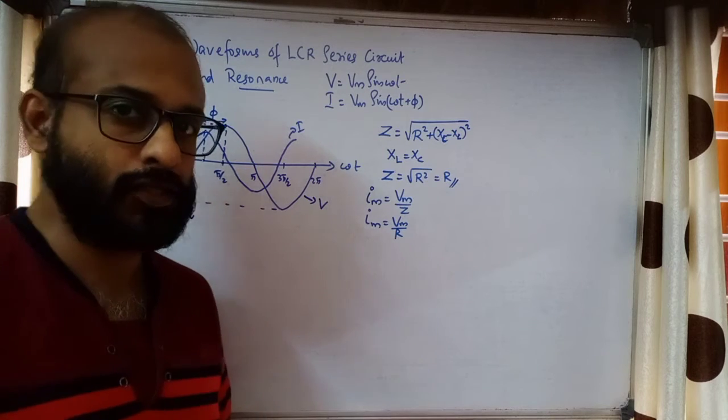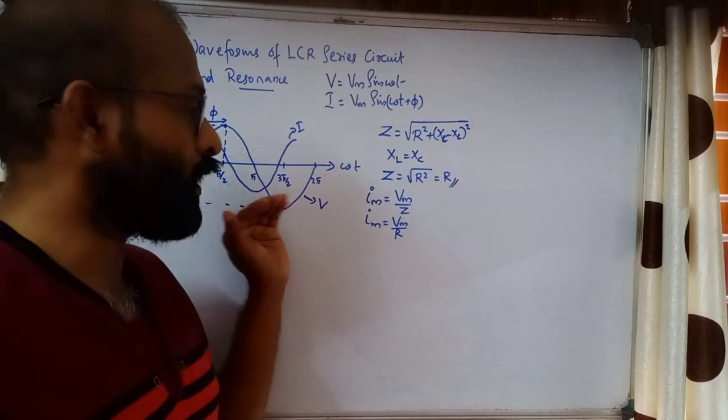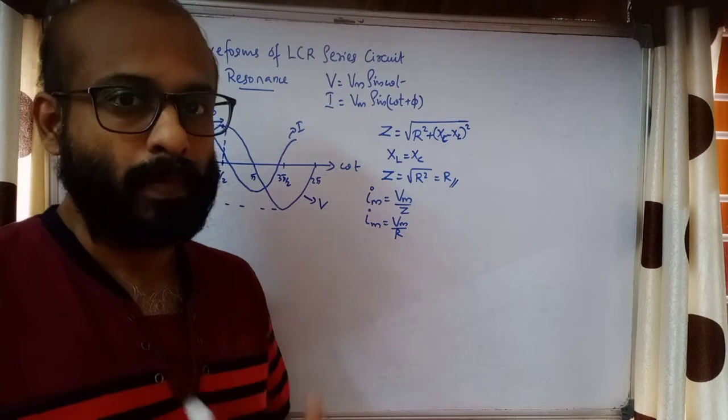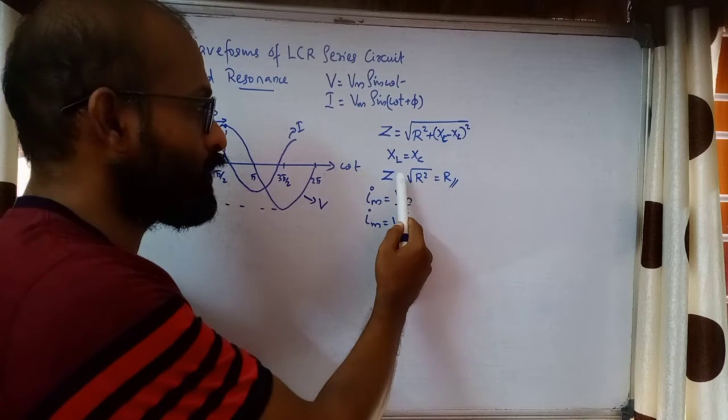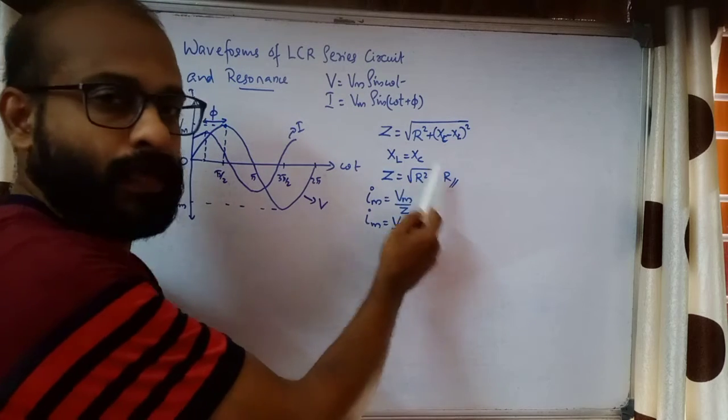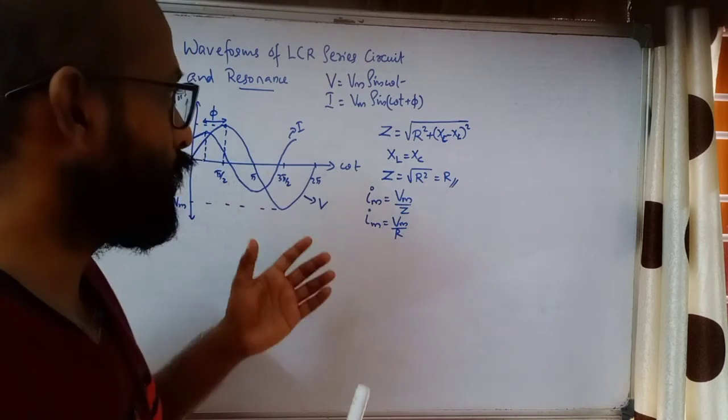At resonance condition, the peak value of current will be maximum, so the impedance will be minimum. The impedance will be purely resistive. That's the condition for resonance.